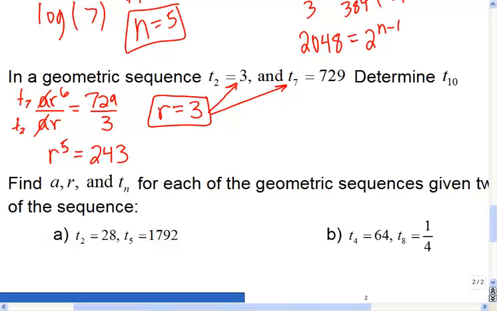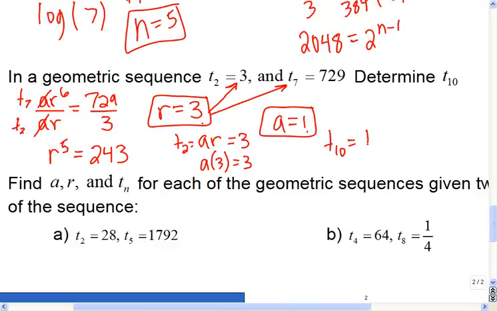That means AR equals 3. This is term 2. And I know that R equals 3. So A times 3 equals 3. So the first term has to equal 1. Okay. Now I have all the pieces. First term, common ratio. T10 will be 1 times 3 to the 9, which is 19,683.